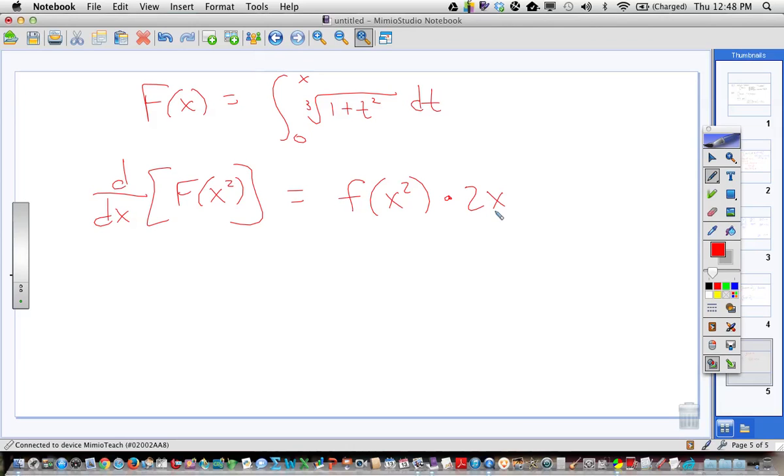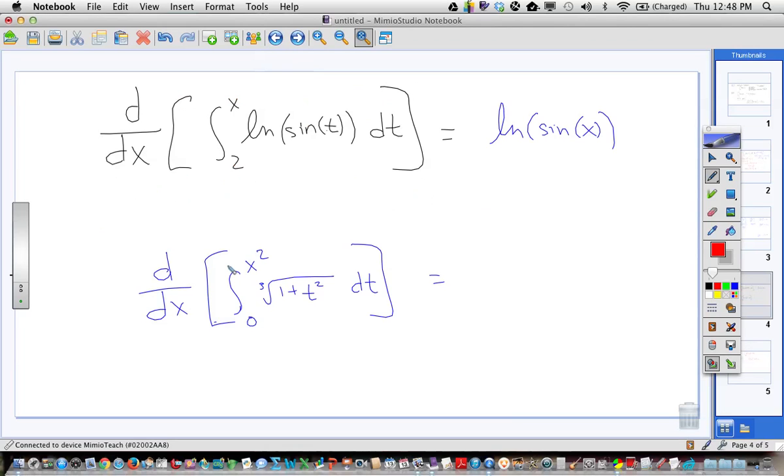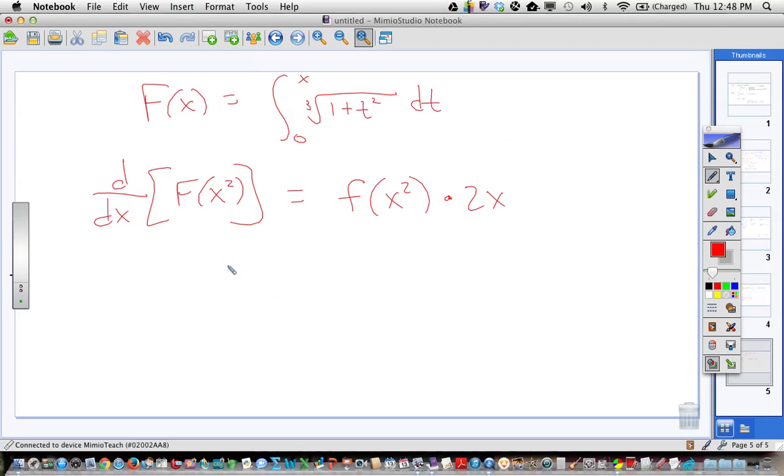Okay? Now, let's think about what big F of x squared really is. Big F of x squared just says put an x squared right here, which would mean put an x squared right there. So isn't what they gave us really the same as what I have back on this picture? This in here is really big F of x squared. So what should the answer be? It should be little f of x squared with a 2x attached on.